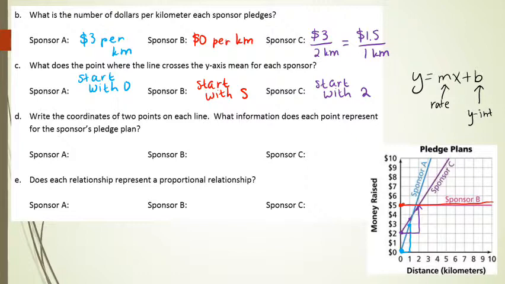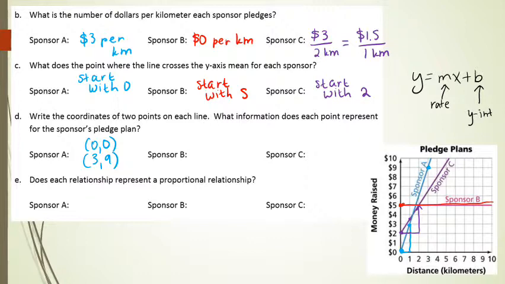And now we're going to write the coordinates of 2 points on each line. So there's lots of possible answers here. For example, I noticed for sponsor A that it goes through the origin 0, 0. So that might be one of my points. I could also pull out this point right here, which is going with 3, 9. Lots of different combinations there.